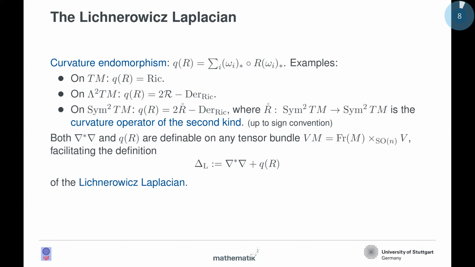The striking fact is that this rough Laplacian and this q of R can be defined on any tensor bundle, so not only on alternating tensors, not only on differential forms. By tensor bundle, I mean a vector bundle that's associated to the frame bundle of the manifold via SO(n). So we can take the right-hand side of this Weitzenböck formula as a definition of a differential operator, and this is called the Lichnerowicz Laplacian. This is the general definition of it.